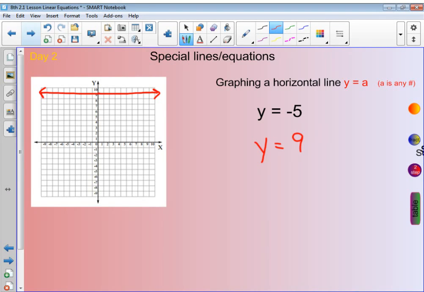So I want you to try this one. Y equals -2. Go ahead and take a second to graph y equals -2 and then check yourself in just a second. Okay, so that yellow line represents y equals -2. So that's a pretty basic line, pretty easy to graph. Now we're going to move on to working with equations that involve fractions.